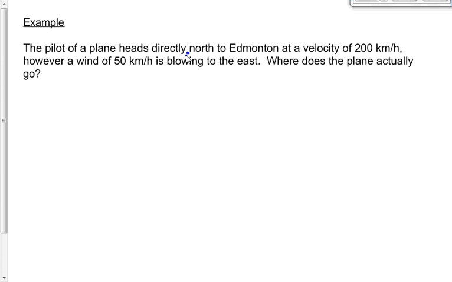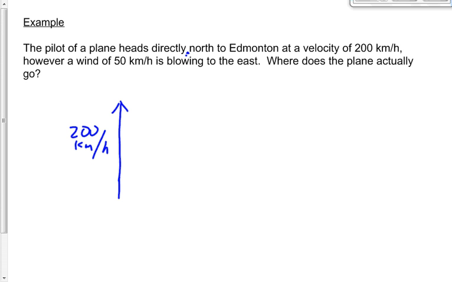Heads in a particular direction. Do we actually go in that direction, or is that contributing to where we actually go? Yeah, it's a solid line, because we're not going north, right? We're heading north. That contributes to where I go, but it's not where I actually go. So let's draw that as a solid line vector, 200 kilometers per hour. Notice this time we're drawing vector diagrams, though, with velocity vectors instead of displacement vectors. That's okay. Doesn't matter.